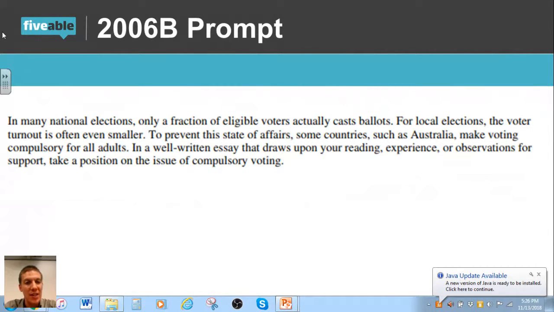Now, if this was 2018, I believe they would have given you a second smaller paragraph starting here, just to separate it, to make sure you're keying in on what the task is. But here's the task. In a well-written essay that draws upon your reading, experience, or observations for support, here it is. Take a position on the issue of compulsory voting. And to be honest, that last phrase, take a position on the issue, is actually very much aligned to what you'll probably see this year.